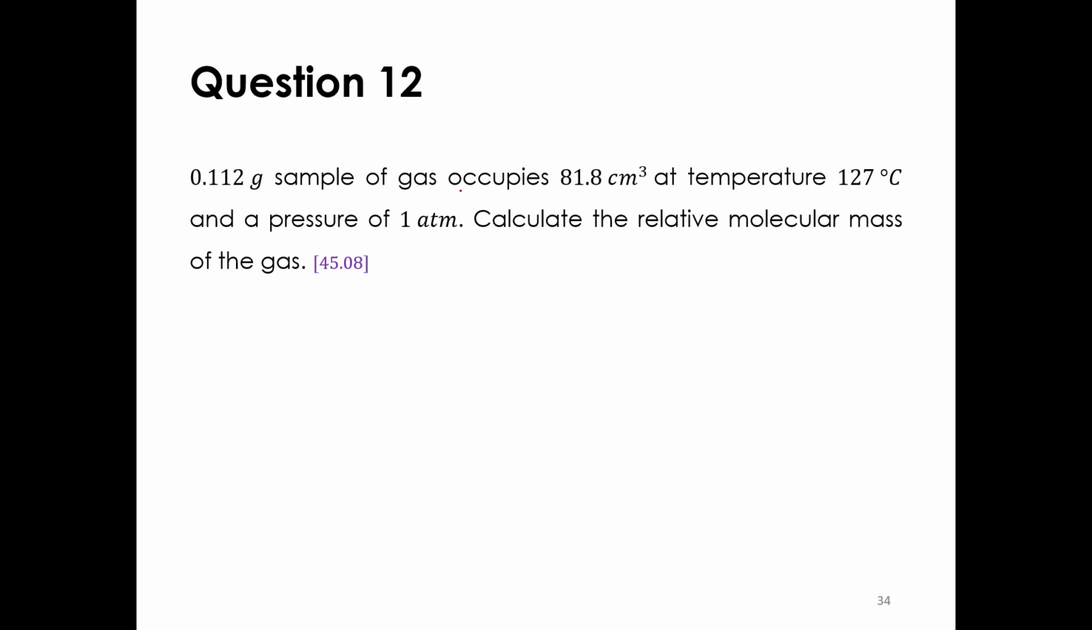Moving on to question 12, which is similar to question 11. I have the mass, this is the volume, this is the temperature and this is the pressure. Calculate the relative molecular mass. From the derivation just now, I know that relative molecular mass is mass times R times T divided by P times V. So let's do the needed conversion.